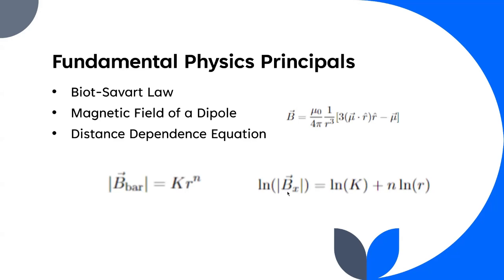So for our fundamental physics principles, we use the Biot-Savart law, which is used to find the magnetic field of a point charge. And the derivation of the Biot-Savart law that we use is the magnetic field of a dipole, which is this formula right here, which can be used for on and off axis. We then use the distance dependence equations that are given to us in the lab, which are B equals kr to the n and ln Bx equals ln k plus n ln r.